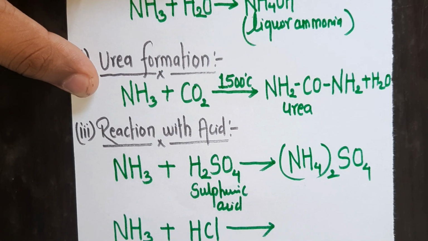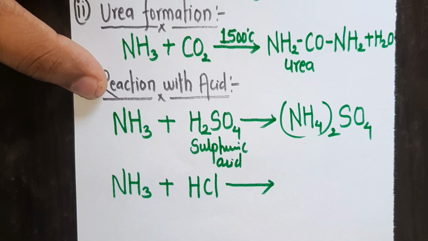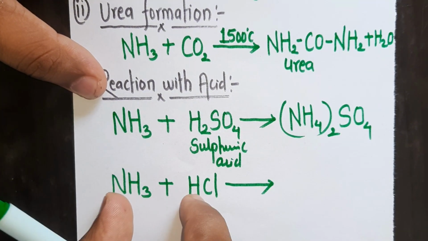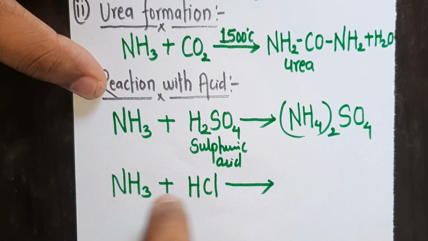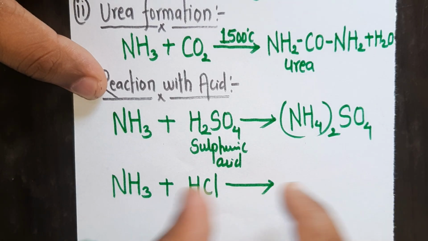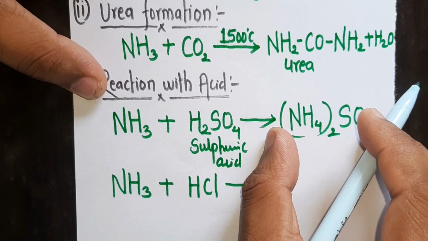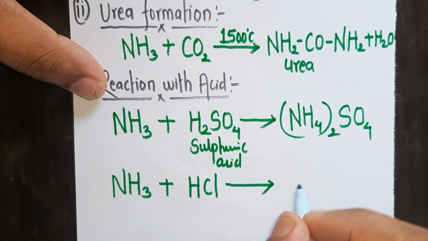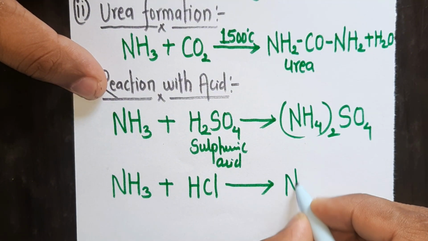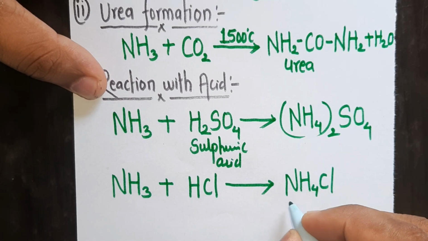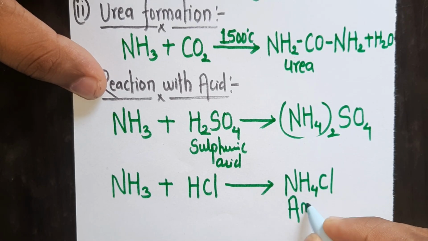Let's deal. See here, what to write here? Ammonia and hydrochloric acid. The first example also includes acid, sulfuric acid, and the second example is also including ammonia and acid. And the obvious result will be what? Chloride salt. Here the result was the sulfate salt, and here the result will be chloride salt. And what is the formula here? NH4Cl. Tell me the name of this formula. It is ammonium chloride.